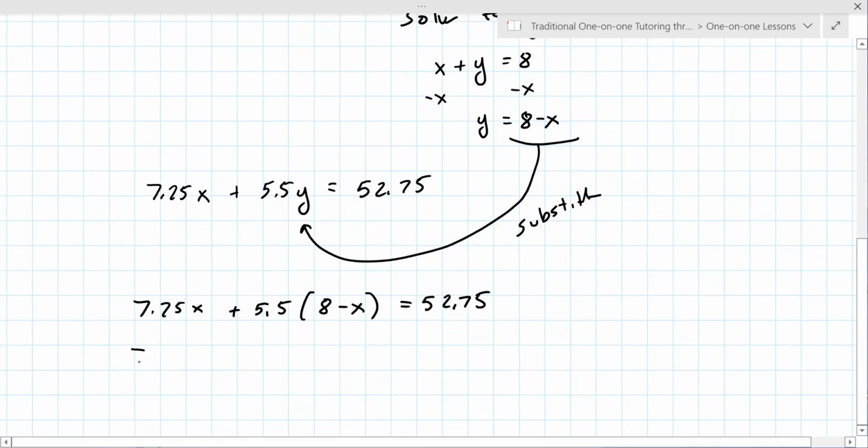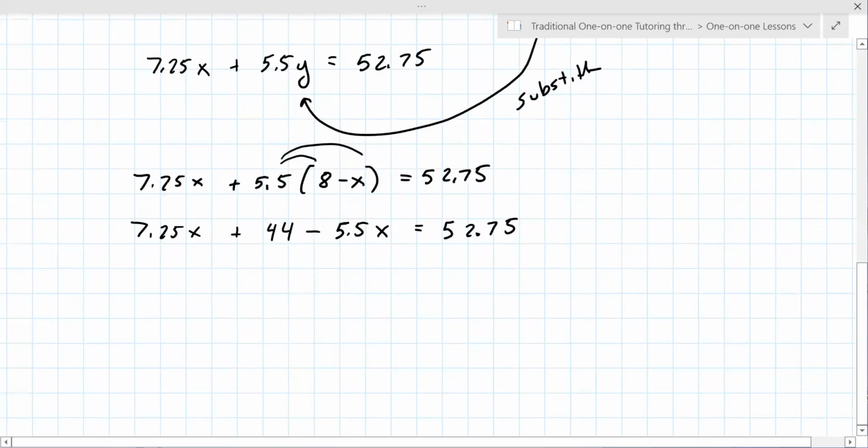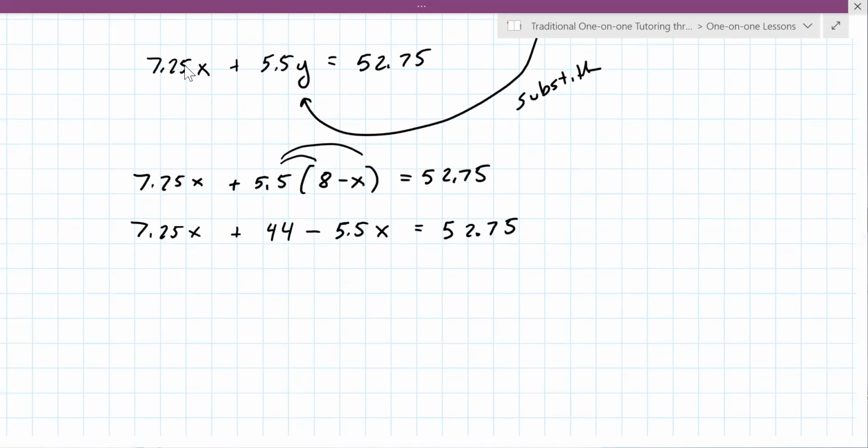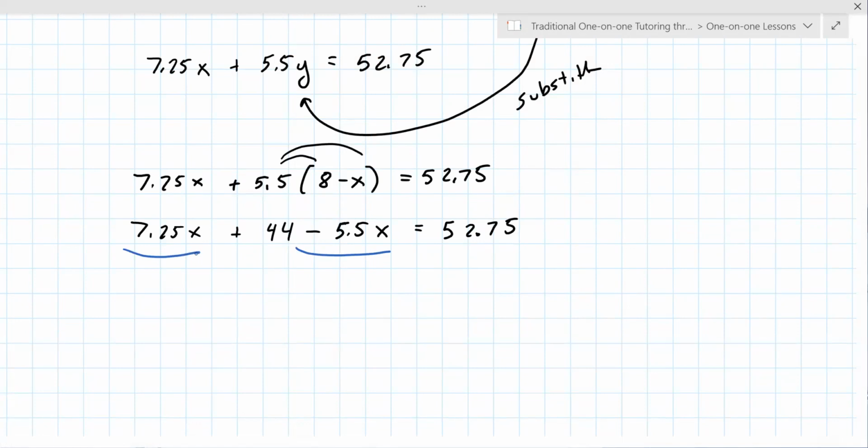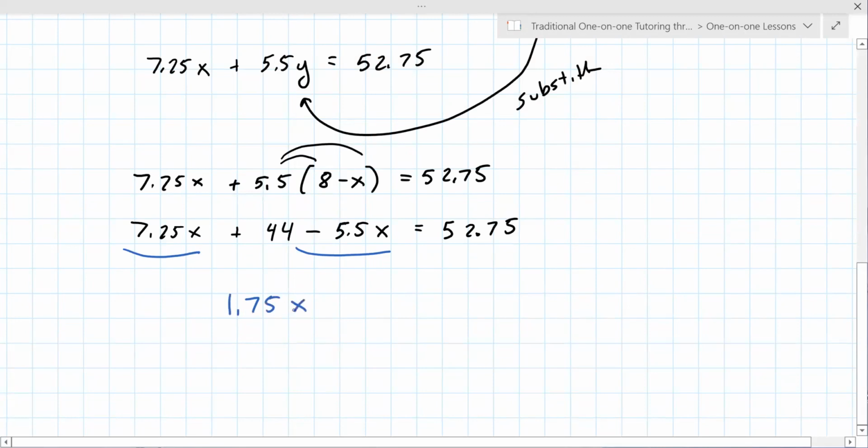All right. Now from here, and you can just copy along, it becomes a lot of writing, but you're going to take this 5.5 and multiply it by both. So this ends up being 44 minus 5.5x equals 52.75. And then from this line, this is one of those skills that you learned last semester. You combine like terms. If you need some time here to get caught up, let me know. But you got to be able to combine 7.25x minus 5.5x. That's 1.75x.